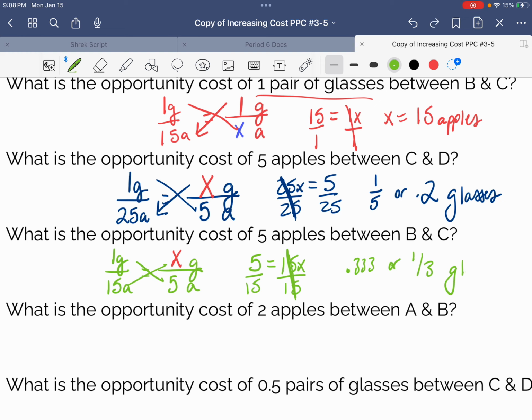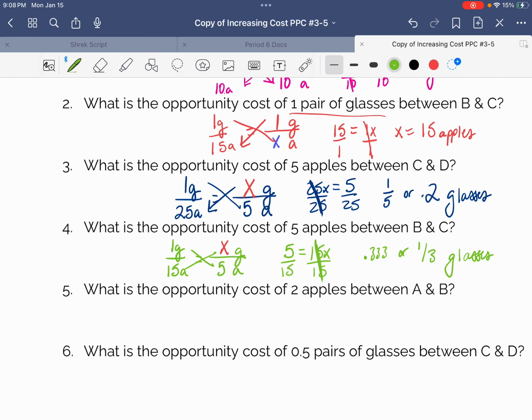Oh, wow, I really butchered the spelling of that. Sorry. Okay, moving on. Number 5 and 6, I'm actually not going to give you the answer to.